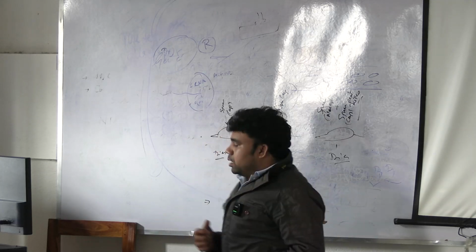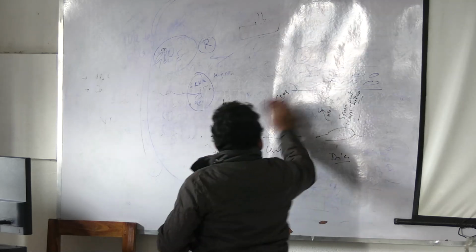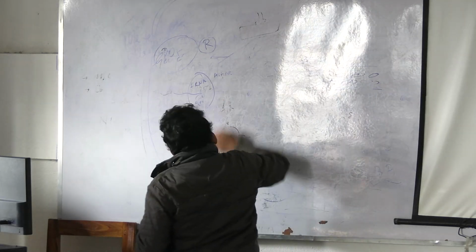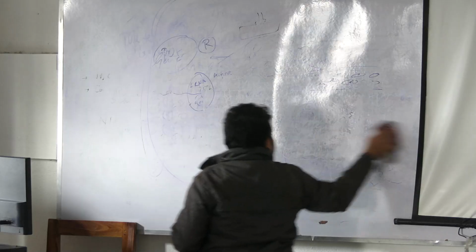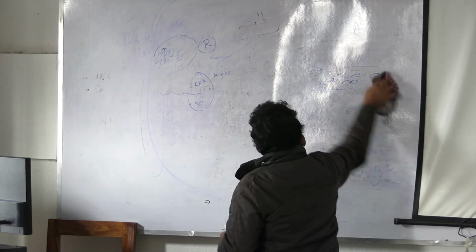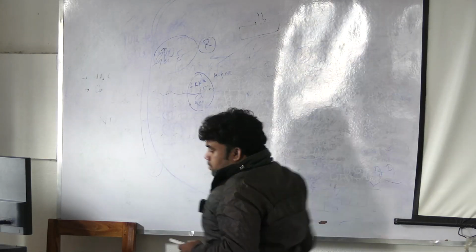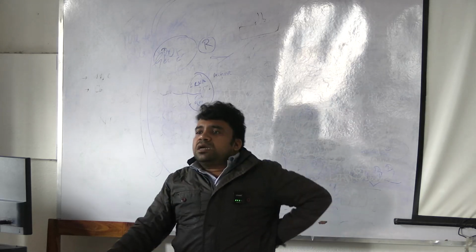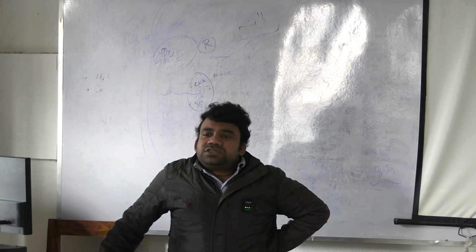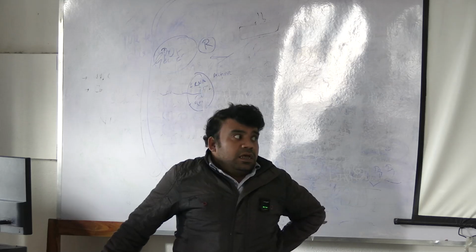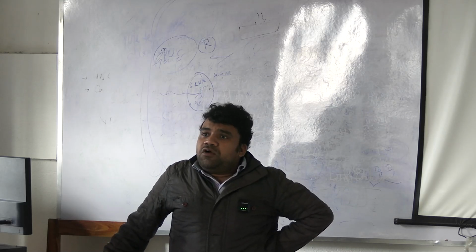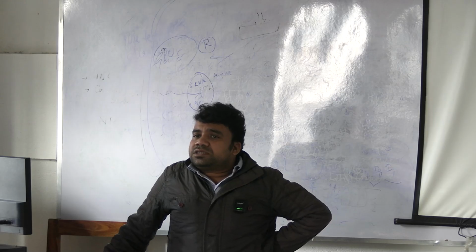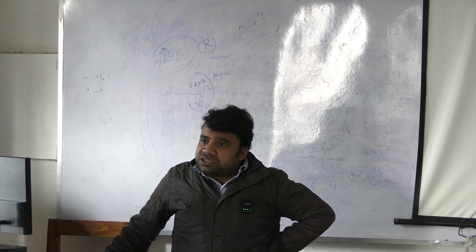Okay. So this was about transformation. Now another method by which the bacteria can acquire genetic material other than from its parent organism is called transduction. So transduction is the method by which a bacteria acquires genetic material from a virus. These viruses are called bacteriophages.